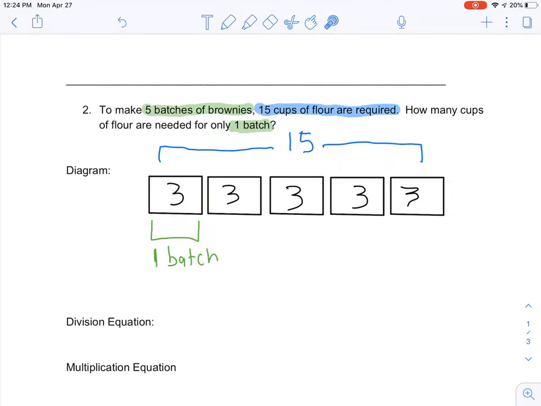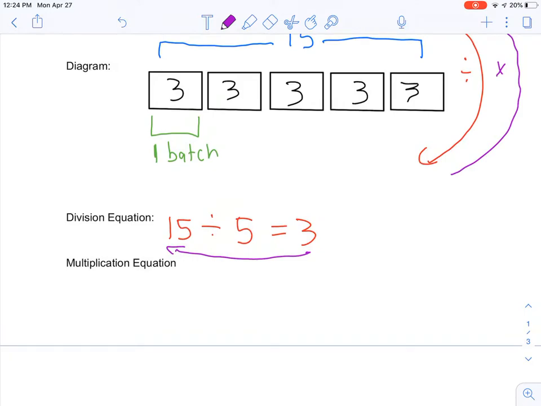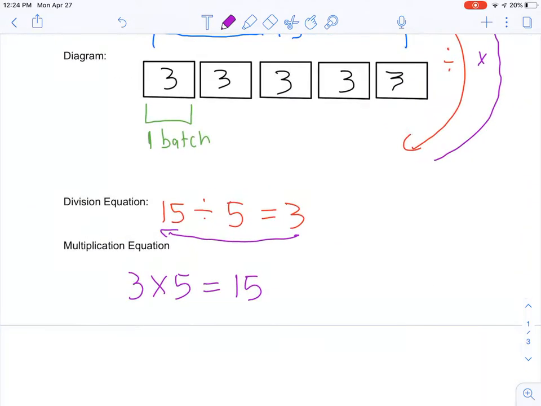Now, the division equation. Remember with division, we always start from the top and go down. So we have 15 divided by 5 groups equals 3. And multiplication, remember multiplication is always the inverse. Go the other way for multiplication. So instead of starting with 15, we're going to start with 3. 3 times 5 equals 15. If you're able to duplicate this for all of your questions, you're going to be very successful.